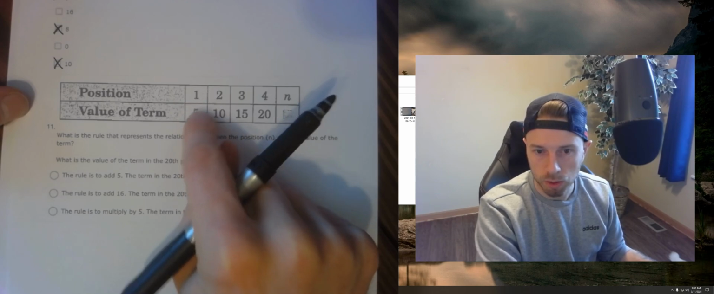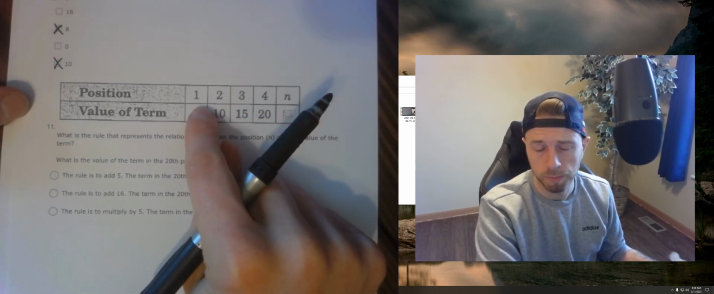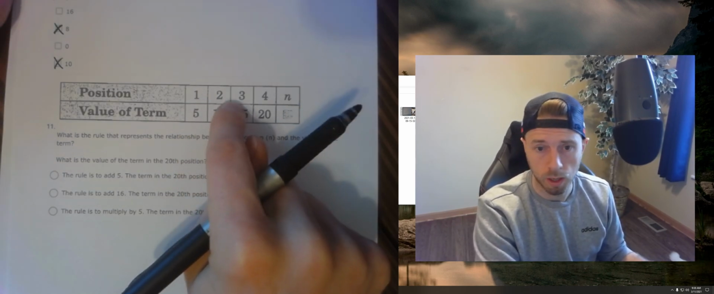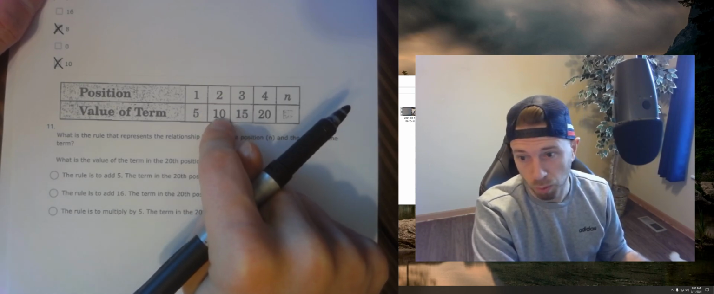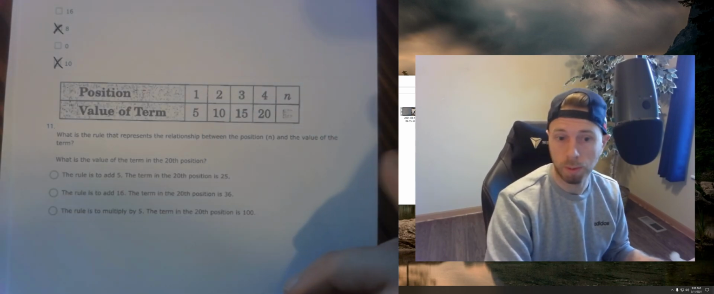It's going up, right? 1 to 5, 2 to 10, 3 to 15. Maybe it's addition or multiplication. To get 1 to 5, you can multiply by 5 or add 4. It's definitely not add 4, so it must be multiplied by 5. 2 times 5 is 10. 3 times 5 is 15. So the rule is to multiply by 5.